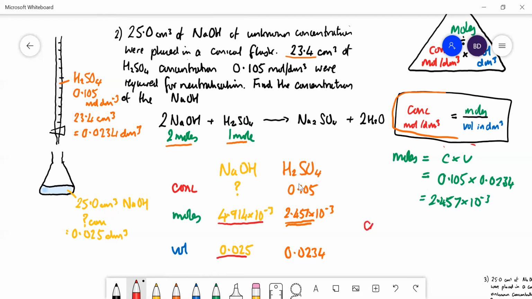Let's do that. The concentration of the NaOH is moles over volume: 4.914 times 10 to the minus 3 divided by the volume, which is 0.025.